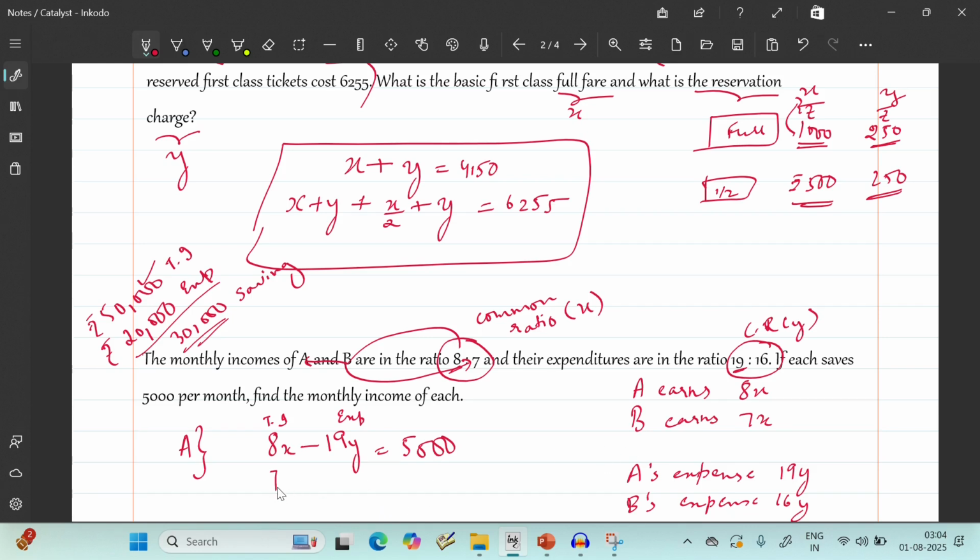Now how much does B earn? B earns 7x rupees. And how much is he spending? 16y rupees. And how much does he save? 5,000 rupees. So this is how you will solve income and expenditure problems.